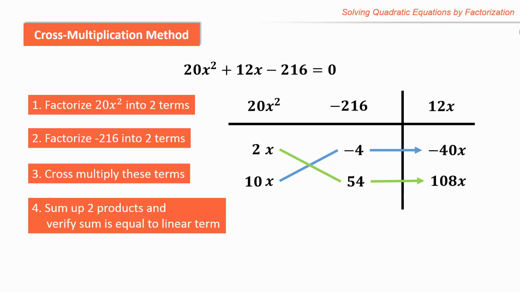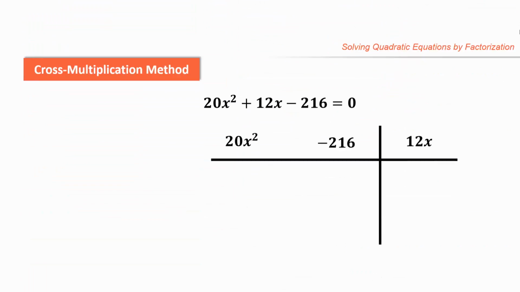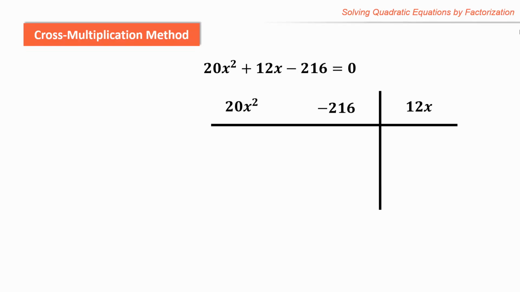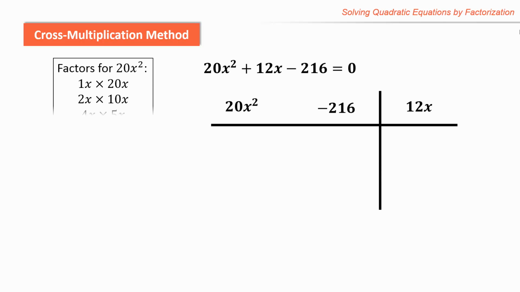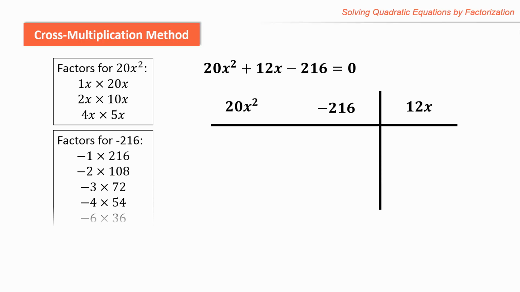Evidently, for this case, negative 40x and 108x do not add up to 12x. So that means that we have to find other values for the factors. To do that, let us list out the factors for 20x squared. These are going to be listed here. Next, we list out the factors for negative 216.